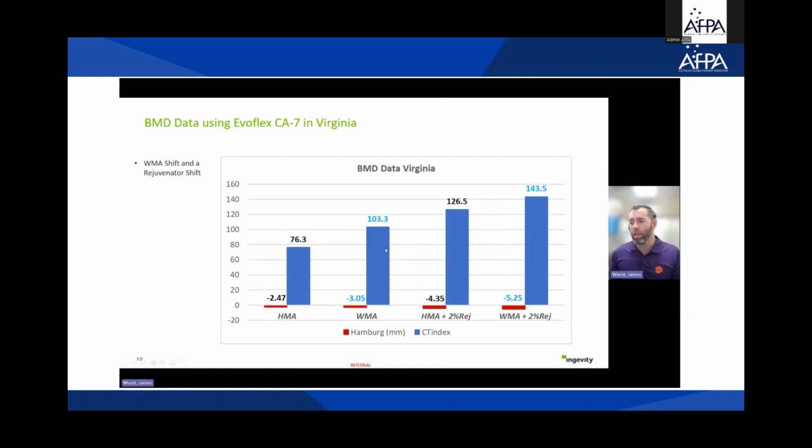And then taking this mix and adding rejuvenator bumped up the CT index. And the combination of the two is the most powerful on here at increasing the CT index. So it's really cool to see both the rejuvenator additives and warm mix having a big impact on these RAP mixes and being able to get the correct cracking index number to indicate superior performance for this state.